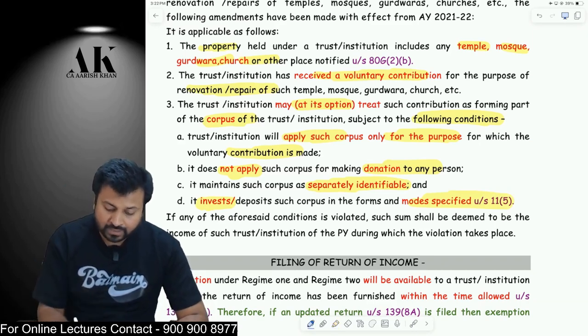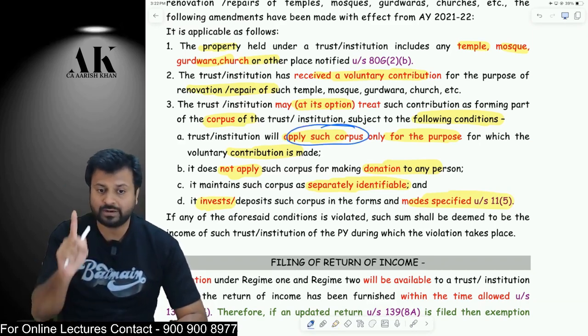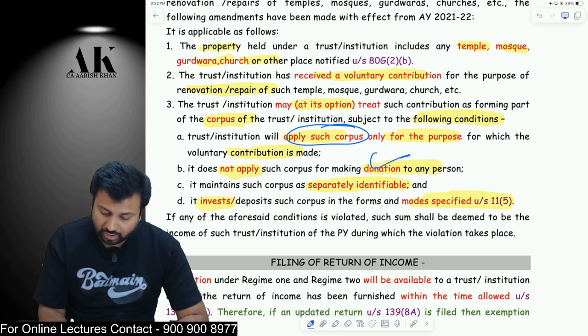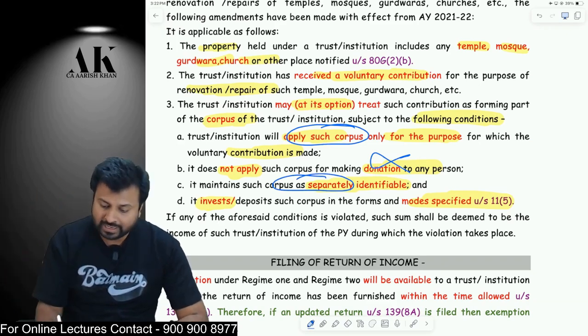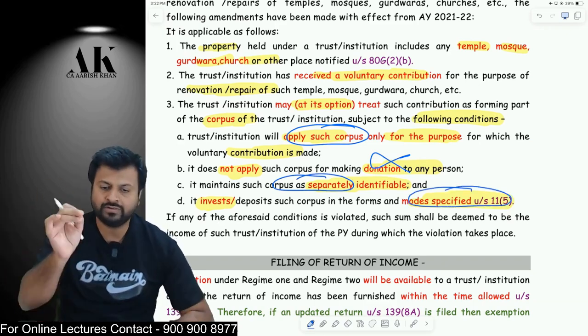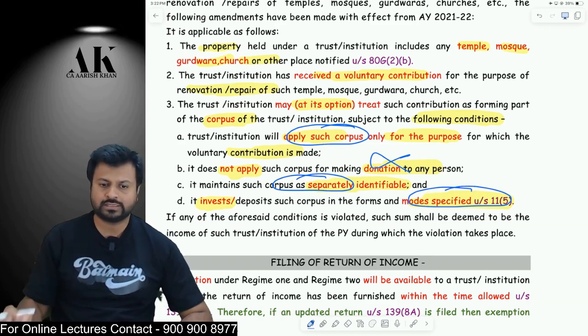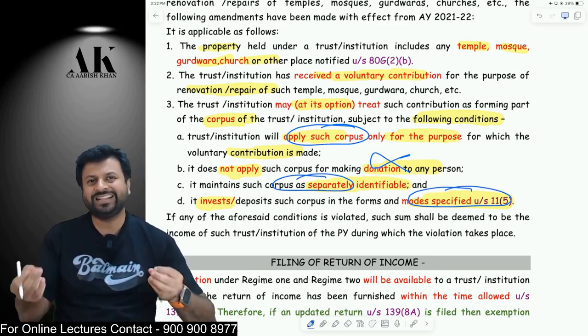What are the 4 conditions? They should apply the corpus only for the specified purpose of renovation and repair, and they should not give any donation. The corpus should be separately identified. They should maintain separate records for that, and they should invest in the mode specified in 11.5. If they fulfill these 4 conditions, they will enjoy the exemptions. Otherwise, they will not. They will treat that as a voluntary donation.